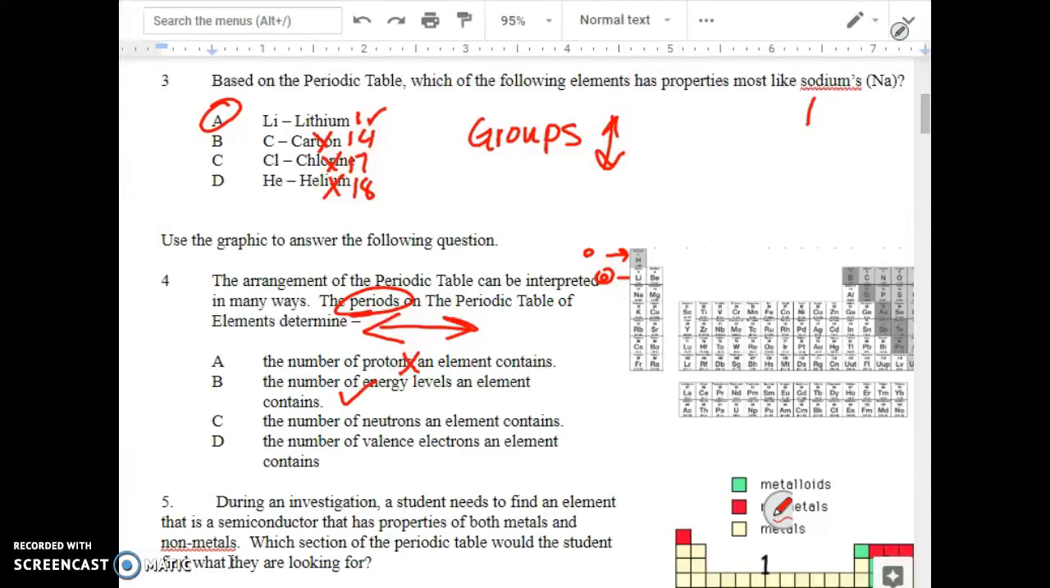The number of neutrons an element contains, no, that comes from the mass. And the number of valence electrons an element contains, no, that is what the groups tell us. The groups tell us the valence electrons, not the periods. The periods tell us how many energy levels or shells.